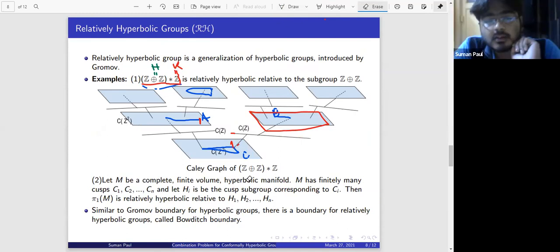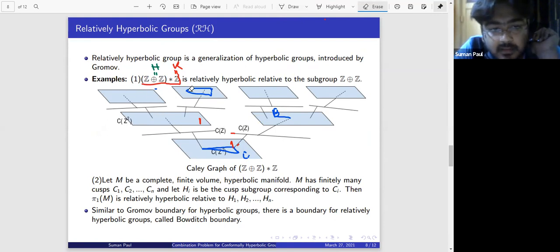So this is a Cayley graph of Z direct sum Z star Z. Now see that if I take 3 points in any of the planes and consider the triangle, then it will be flat. We cannot find a uniform delta so that all the triangles are slim. So that's why this group is not hyperbolic.